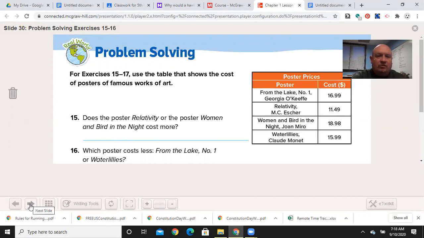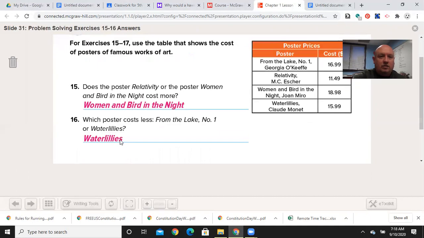Go ahead and answer number 16 and come back and join me. Pause it. You may pause the video now. Welcome back. Let's see what we had. Which poster costs less? From the Lake number 1, which is $16.99, or Water Lilies, $15.99. 5 is less than 6, so Water Lilies costs less.